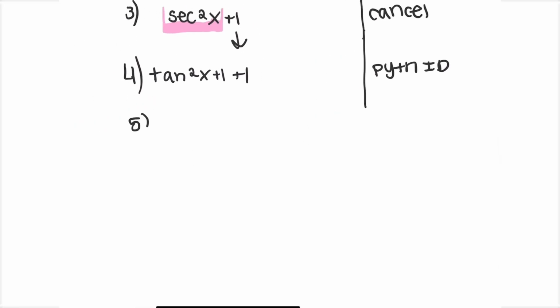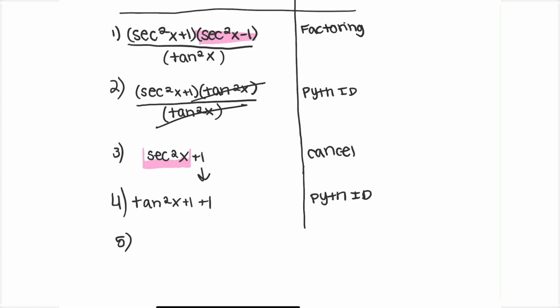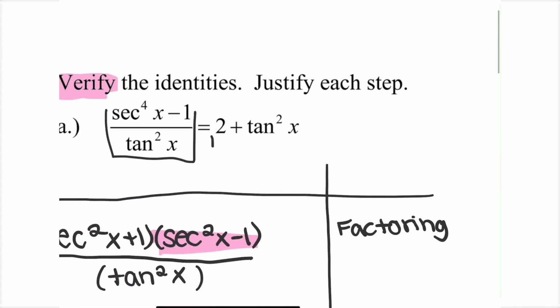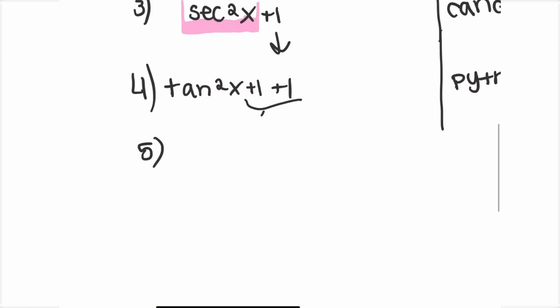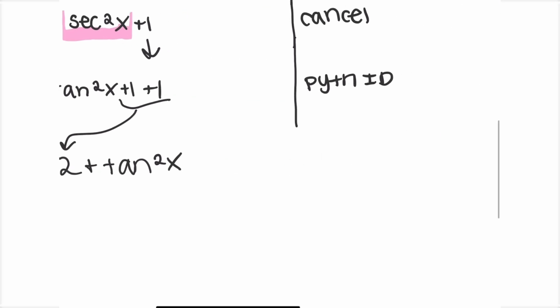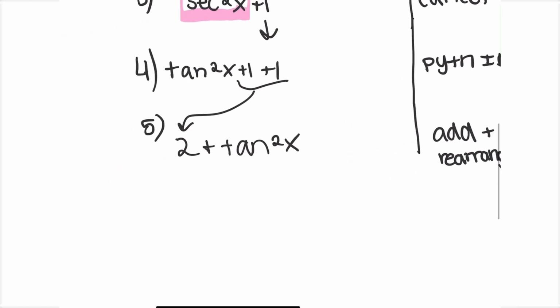Finally, you can just rearrange what we already have. The answer asks for us to have the 2 in front and then add the tan. So we'll just move the 2 over here. So 2 plus tan squared x. And the justification is adding and rearranging. And that is how you achieve your answer. If you guys have any questions, feel free to email me, or you can put them in the comments down below.